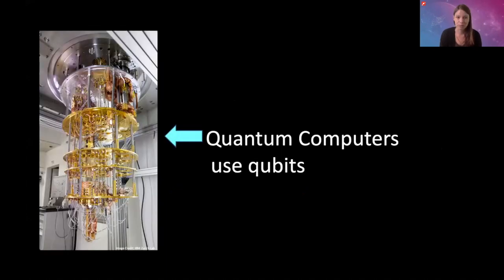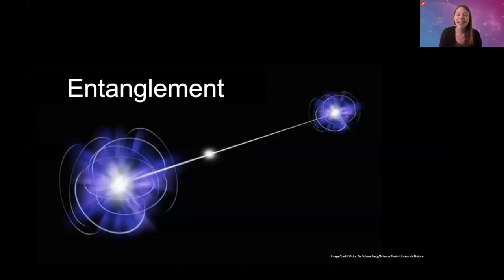In a quantum internet, information is sent between machines called quantum computers. And quantum computers don't use regular bits. They use something called quantum bits, or qubits. And in the case of a quantum internet, these qubits are made out of photons, individual particles of light. And these photon qubits are linked together using a property of quantum mechanics called entanglement.